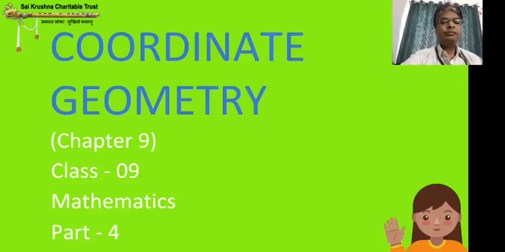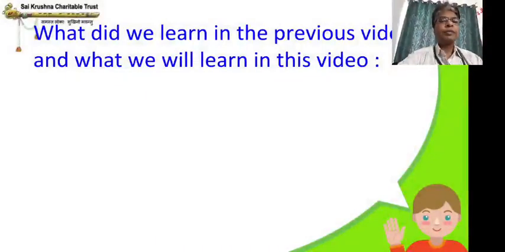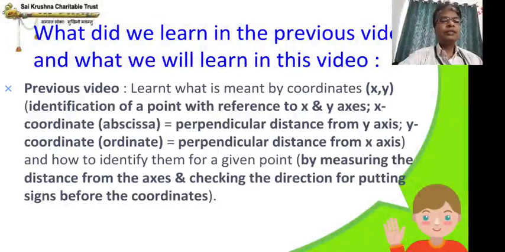Coordinate geometry, part 4, and the section is also the same, 9.2 Cartesian system. In the last video we discussed what is meant by coordinates and also how to identify them for a given point. All the definitions, how to mark the coordinates, x comma y, what is x, what is y, are mentioned there. This page is very useful. Hope all of you already noted down all these definitions.